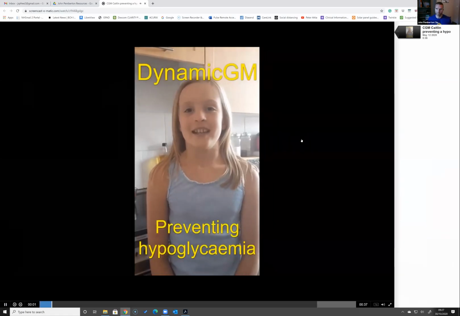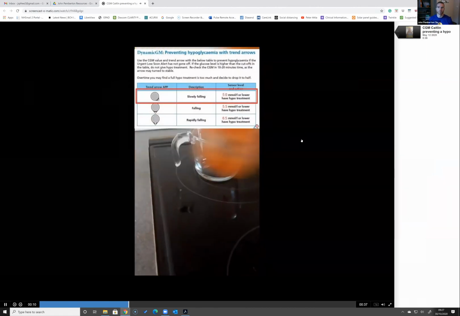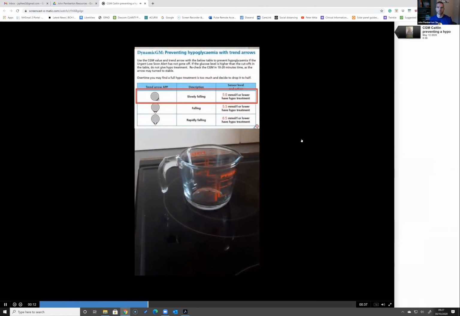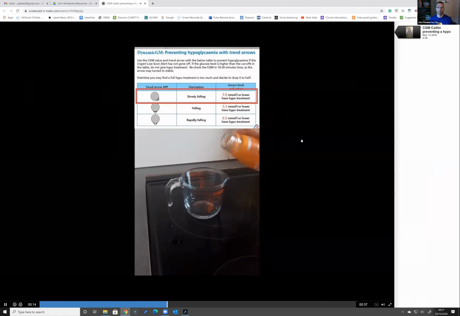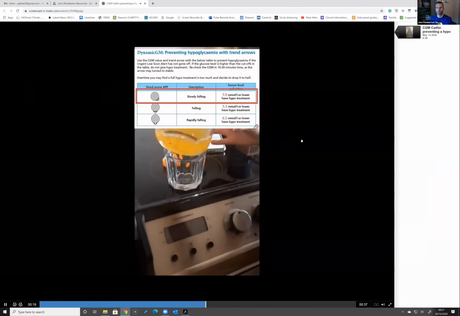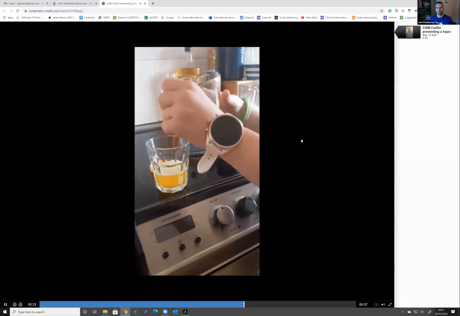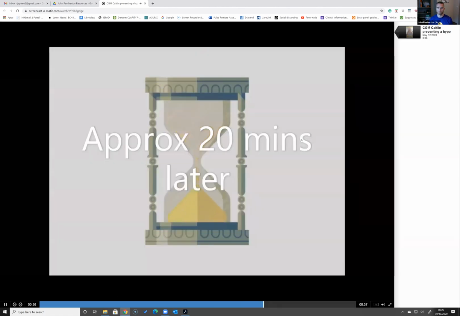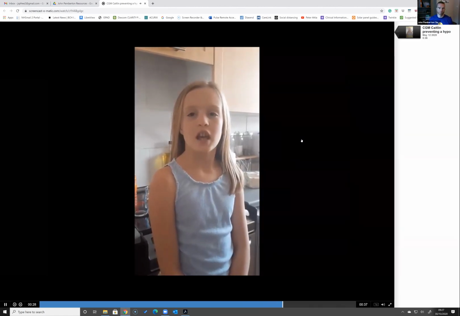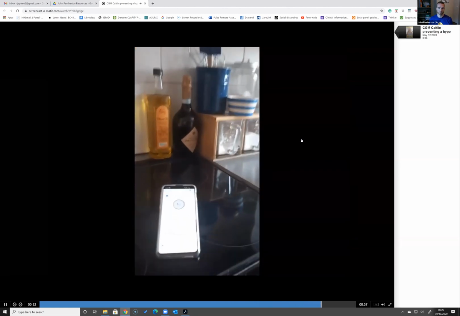Hello, my name is Caitlin, and this is what I do to prevent my hypo. My bloods are 4.2 and slowly falling, so I'm going to prevent it with 100 ml of Lucozade and drink it, and wait for 20 minutes for it to start working. I have now waited 20 minutes and I have prevented myself from going into hypo. My bloods are now 5.5 and stable.